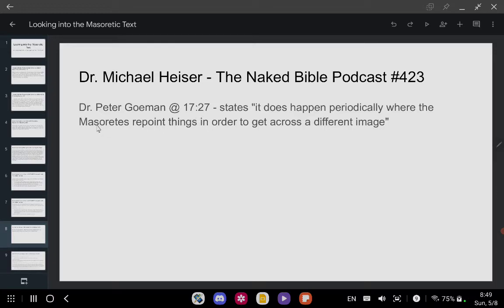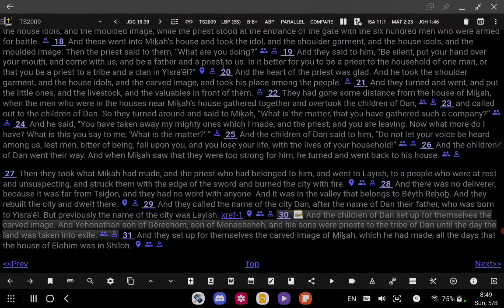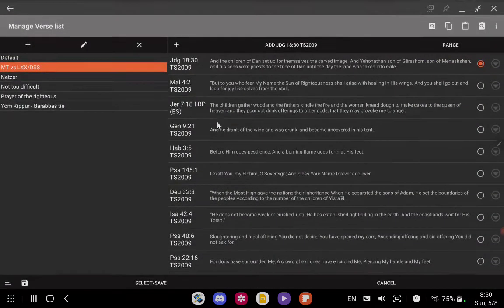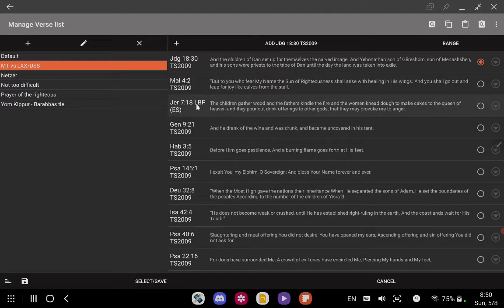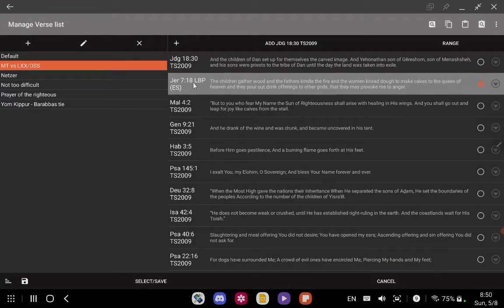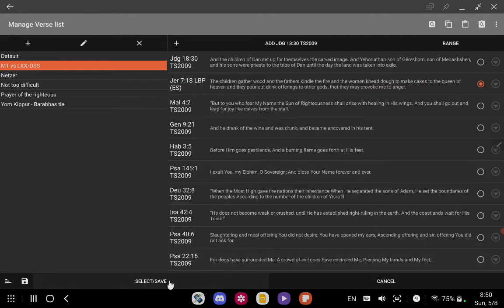Anyway, it's not the only case. I'm going to show you a couple other ones here where there's some pointings that seem to change the text a bit. Let's see what my next one is. I think I'm going to do Jeremiah. Let's go to Jeremiah here first. And I think I'm going to move Malachi down.